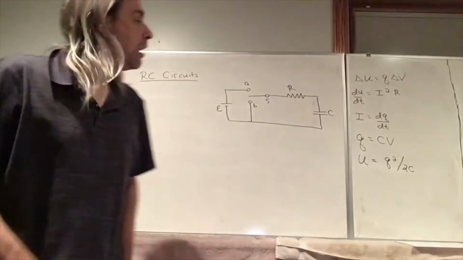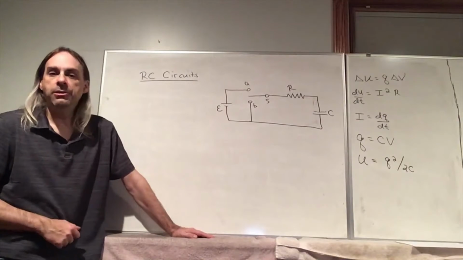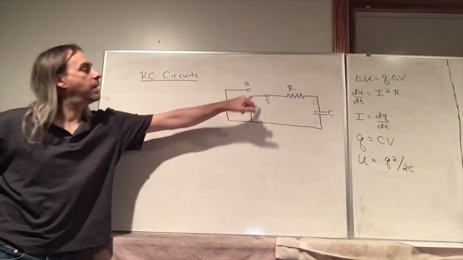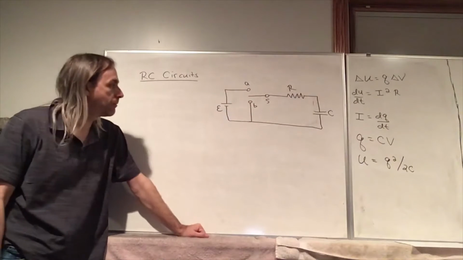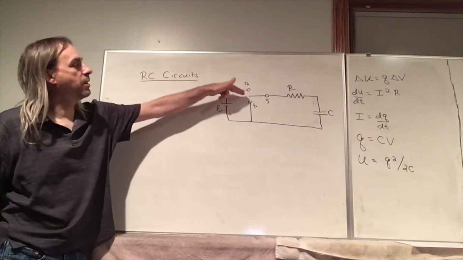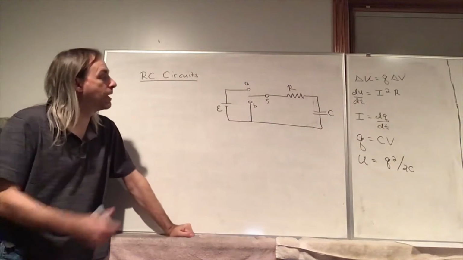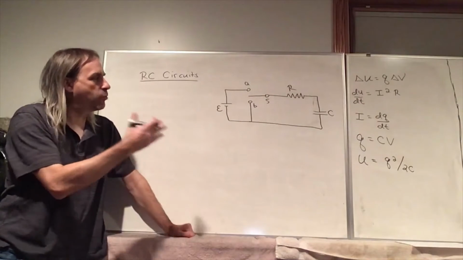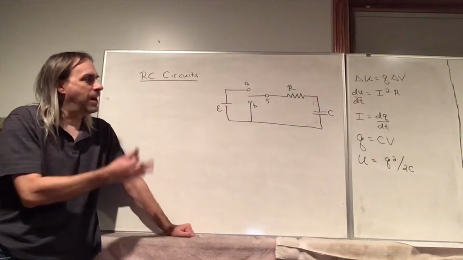Class. Okay, so we're going to look at what we call an RC circuit. I drew it here. We have a battery, a switch, a resistor, and a capacitor. The switch can go to terminal A or B. Let's say we flip the switch to position A, and we want to analyze this circuit.